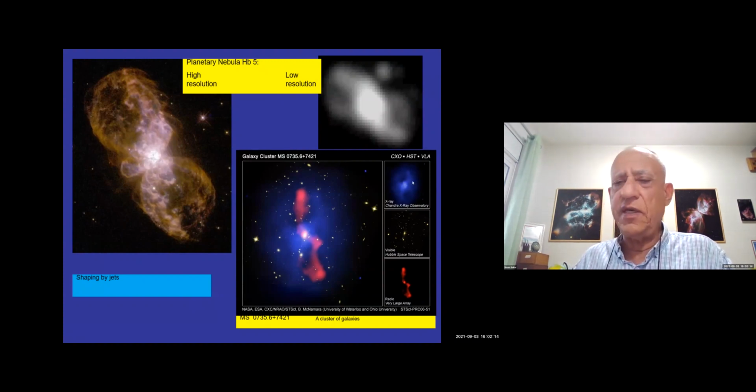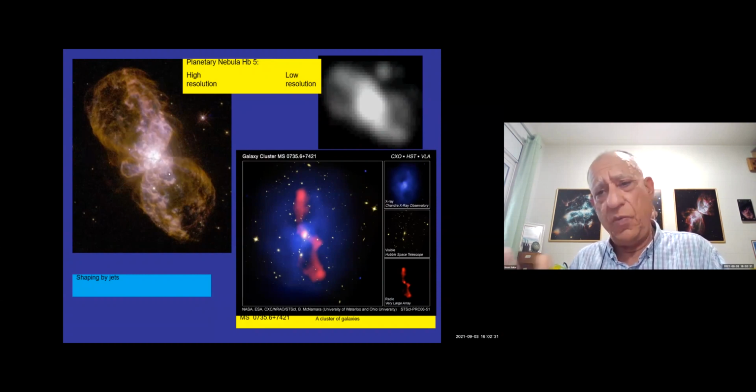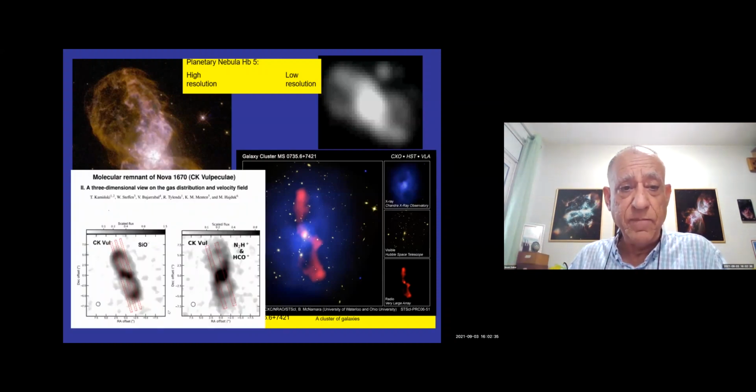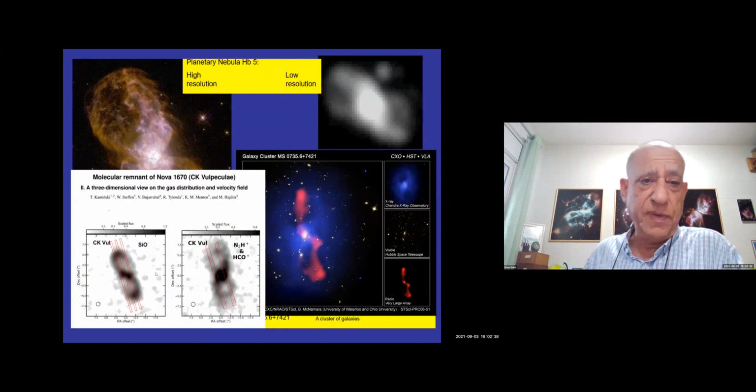And the X-ray image of the cluster of galaxies is very similar to the low resolution optical image of a planetary nebula, which in high resolution you can see has many, many details. So in clusters we know the X-ray gas is displaced and shaped by jets, so why not in planetary nebulae? This is, you can read by yourself.